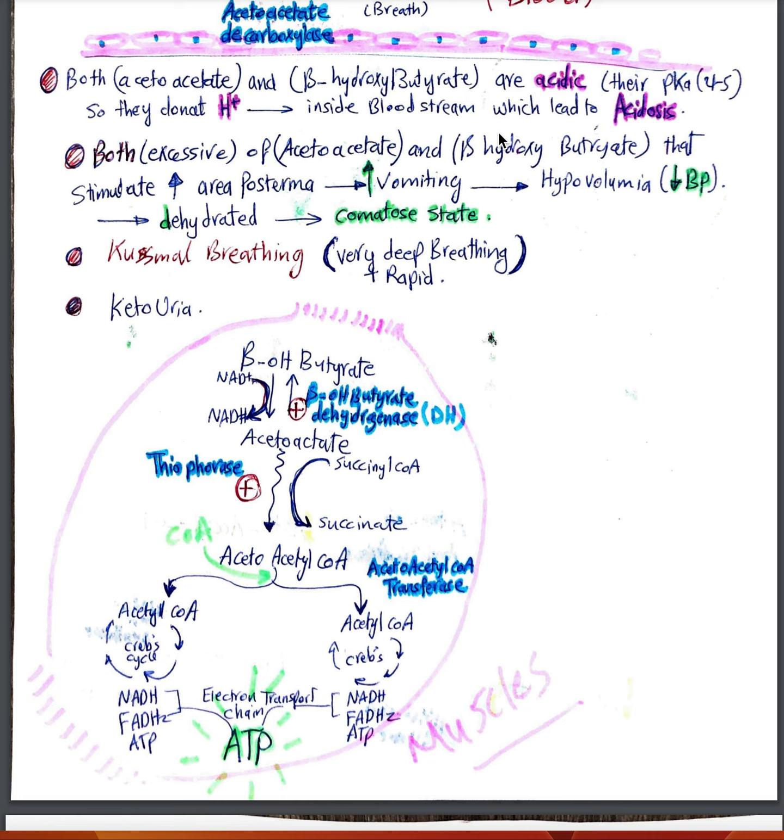The other thing is that the urine ketone strip only detects acetoacetate. I said before that normally there are no ketones in the urine, but if there is a ketone in the urine, then the only ketone body that can be found in the urine is acetoacetate.